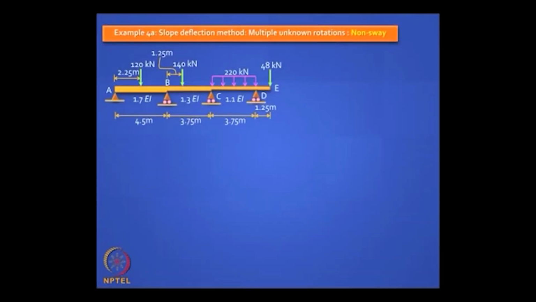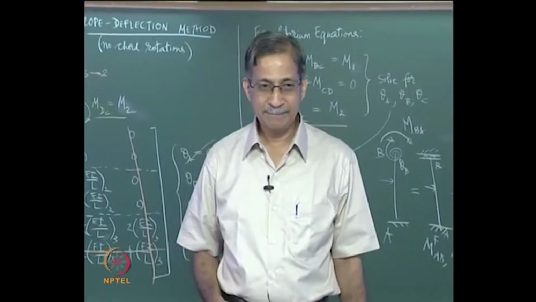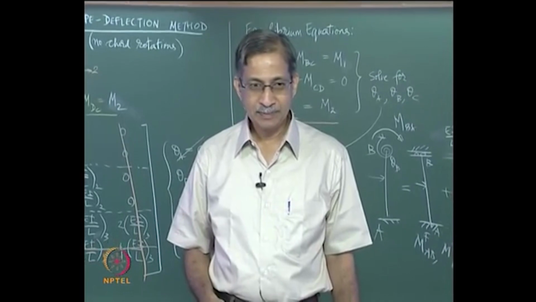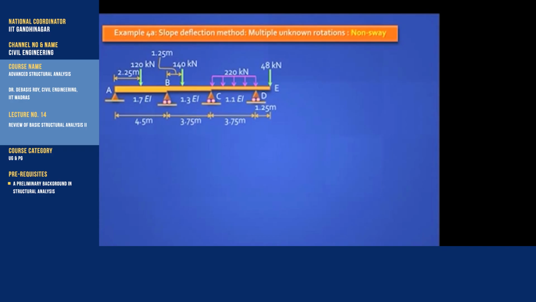So we will now look at multiple unknown rotations. Take this problem, similar to the problem I have shown you here, so I can go faster since I have explained this. What is your degree of indeterminacy? Which are the 3? Actually it is 5. Theta A, theta B, theta C, theta D, theta E and delta E, it is 6. Oh my God, 6.